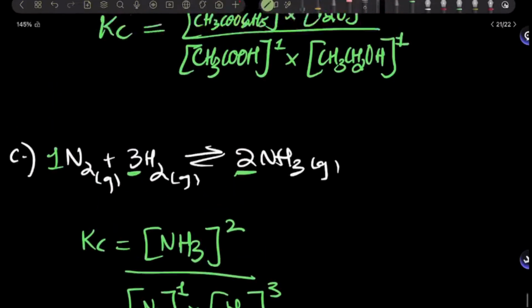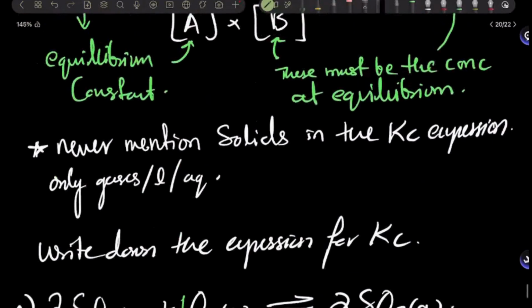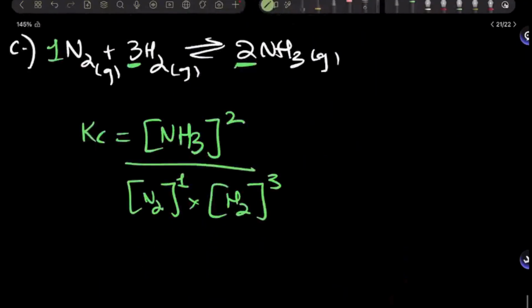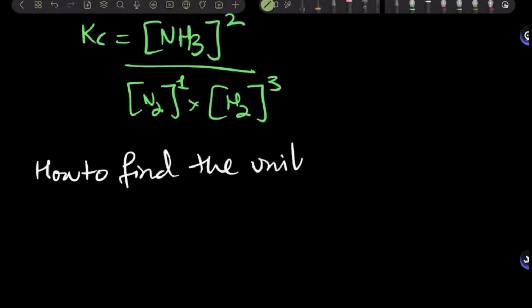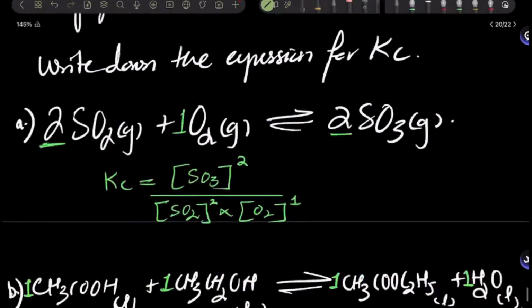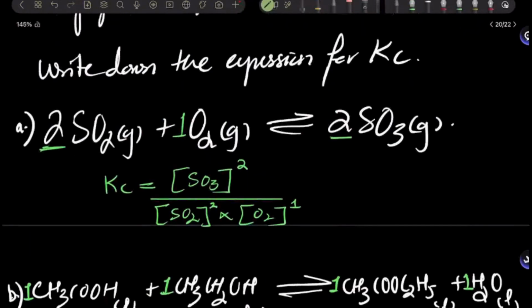All right. So first we learned how to write the expression. Now let's find out how to find the units of Kc. How do I find the units of Kc? Let's take the first example, the first expression that I wrote, and write down the units that are present over here.